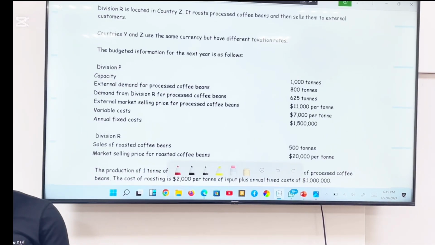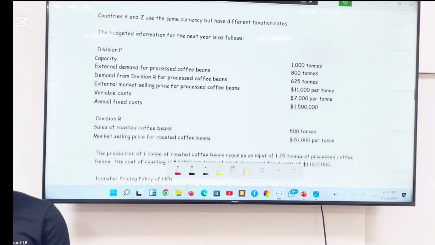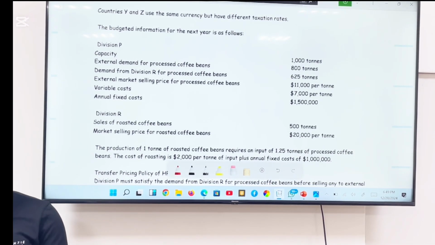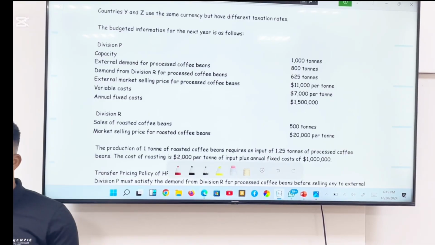So the projected information for the next year is as follows. Division P, you have in capacity. Capacity here means how much quantity division P can actually produce. External demand for processed coffee beans, 800 tons, which is how much external customers are willing to buy. Demand from division R for processed coffee beans is 625. External selling price is 11,000. Variable cost is 7,000. Annual fixed cost is 1,005.